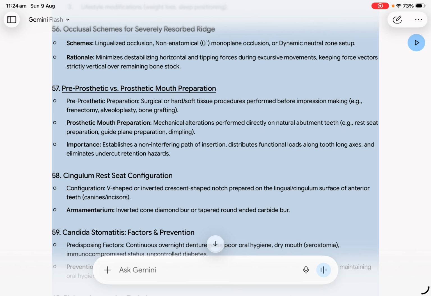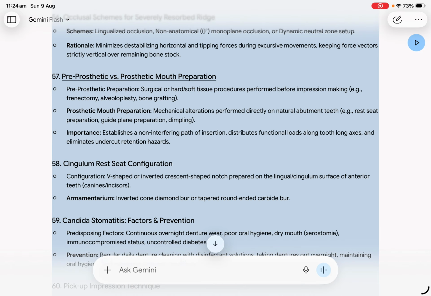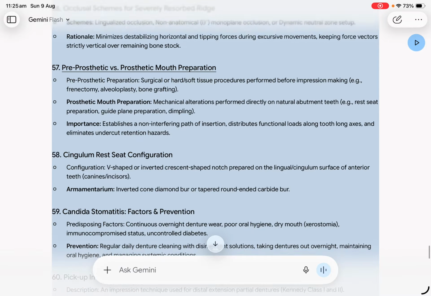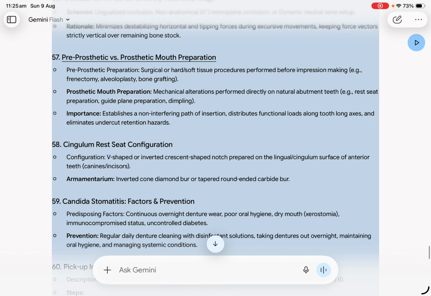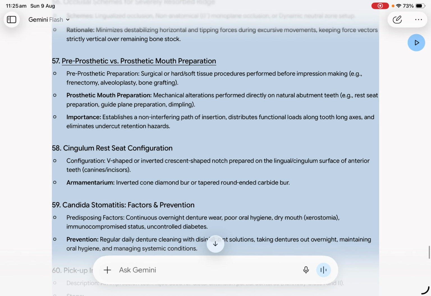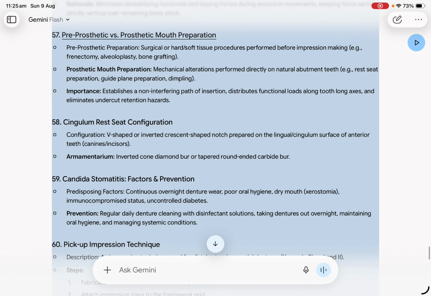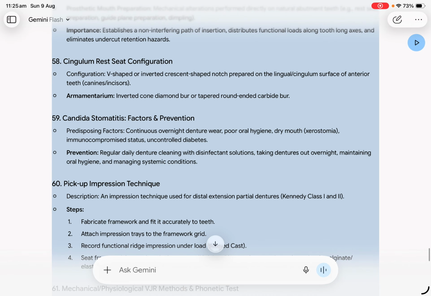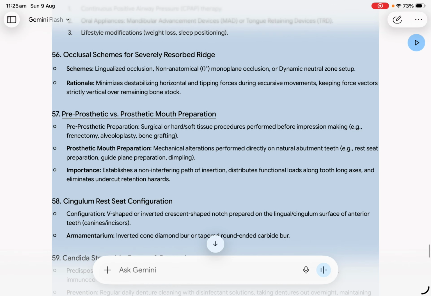57. Pre-prosthetic versus prosthetic mouth preparation. Pre-prosthetic preparation: surgical hard and soft tissue procedures performed before impression making, for example, frenectomy, alveoloplasty, bone grafting. Prosthetic mouth preparation: mechanical alterations performed directly on natural abutment teeth, for example, rest seat preparation, guide plane preparation, dimpling. Importance: establishes a non-interfering path of insertion, distributes functional loads along tooth long axes, and eliminates undercut retention hazards.